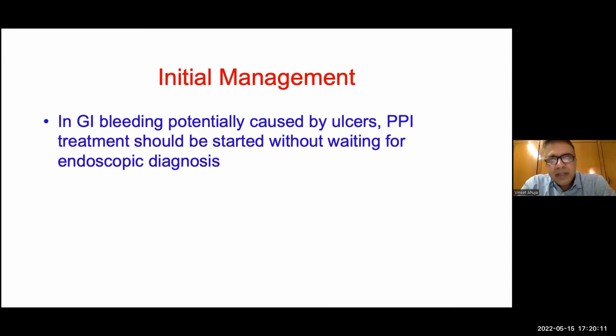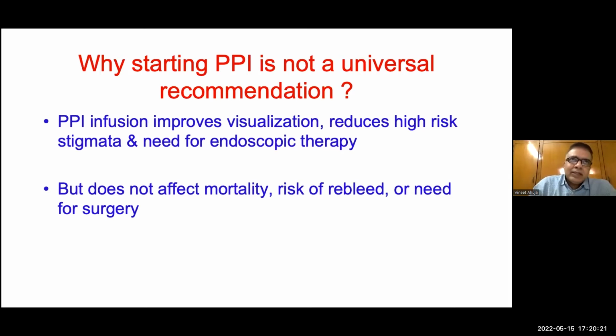And if you feel that the GI bleed is because of ulcers, then intravenous proton pump inhibitor therapy should be started without waiting for endoscopic diagnosis. Yet at the same time, different guidelines do not fully concur on this. Starting PPI is not considered a universal recommendation.